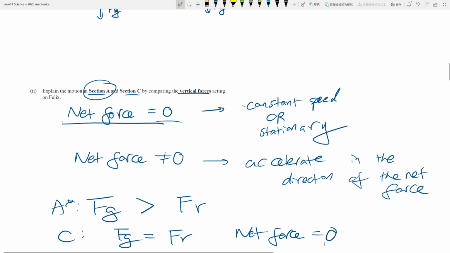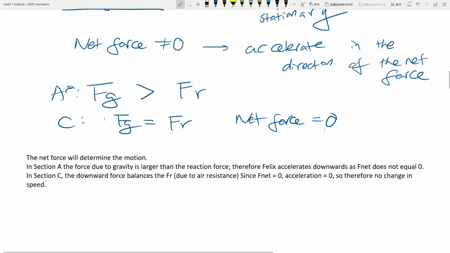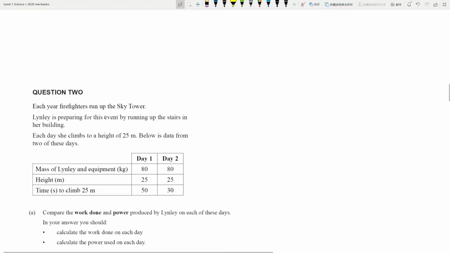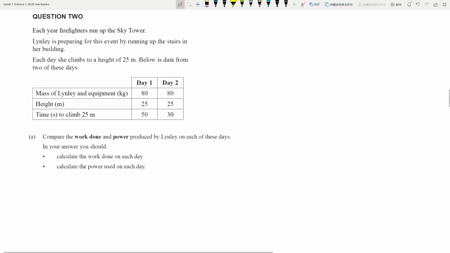Okay, so that's why parachuting questions are quite popular. So here we go. The net force is a key thing they need to understand, and the best example is the tug of war. Say for example, if you're pulling 10 newtons this way, and someone's pulling 5 newtons that way, that means the net force is going to be 5 newtons to the left. So you will accelerate to the left. Okay, so here you go. In section A, the gravity is larger, therefore they accelerate. In section C, the force balances that, so net force equals 0. Therefore, no acceleration, therefore you go at constant speed. Very simple concept, but you just need to watch out for the application of these concepts.